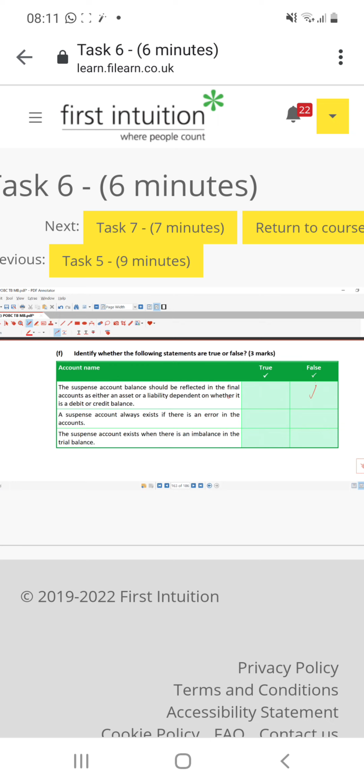They have also said a suspense account always exists if there's an error in the accounts. That too is also false, as we may have made errors, but not always will this lead to a suspense account. We may have posted to the wrong type of expense, but the account will still have an even amount of debits and credits, but there's still naturally an error there. And that's what leads us to true with the final one, that the suspense account will only exist if there is an imbalance in the trial balance, i.e. the debits are greater than the credits, or vice versa. So really, really good.